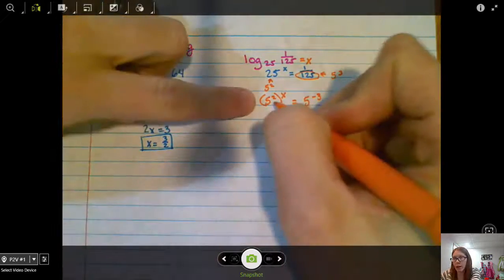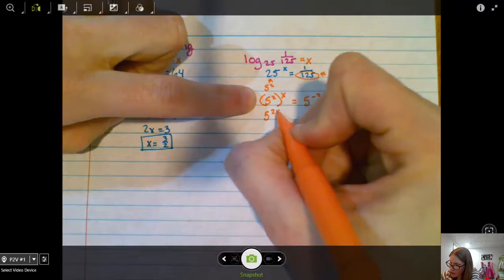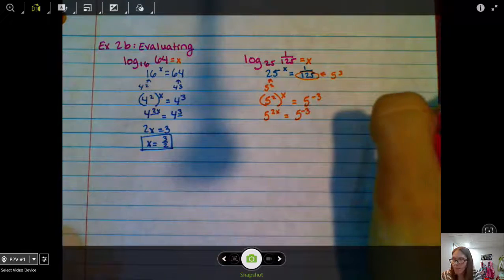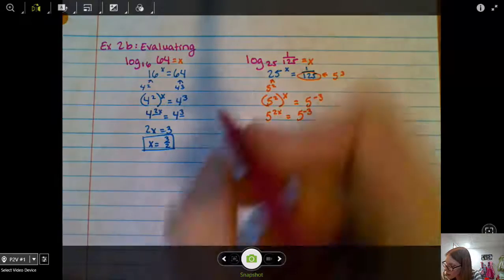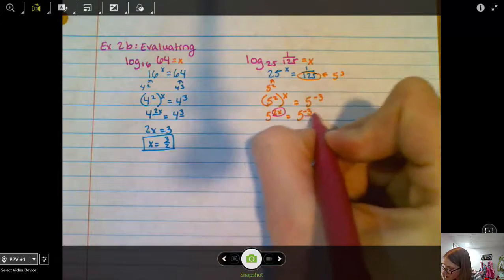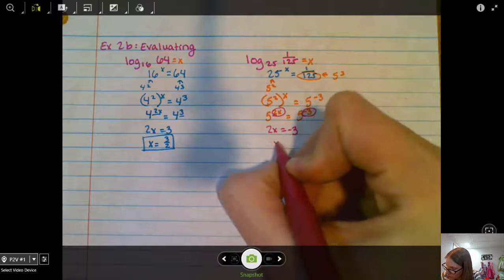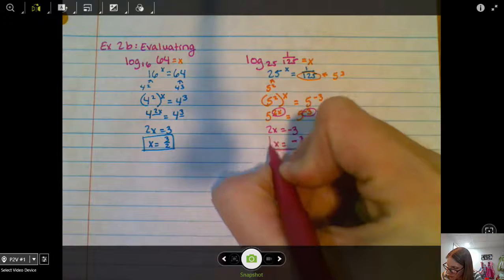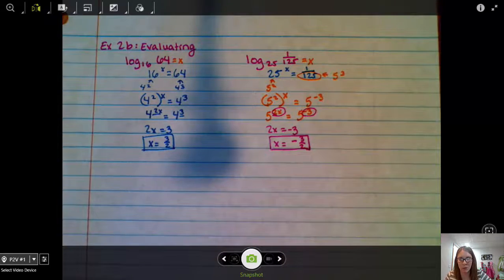So from here, 5 squared to the x power, we multiply our exponents together. We get 5 to the 2x equals 5 to the negative third. And now those exponents have to equal each other. 2x has to equal negative 3. So x equals negative 3 over 2. Our answer is very similar to that first part in example 2b. But hopefully that helps us, seeing a couple more examples.